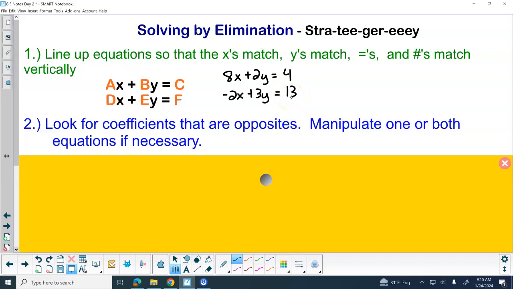Okay? So the first step is we got to line them up vertically so that our x's are in a column, our y's are in a column, equal signs are in a column, and numbers are all in a column. So everything's all lined up. Step number 2 says we're going to look for coefficients that are opposite. And they need to be the same number, just opposite.